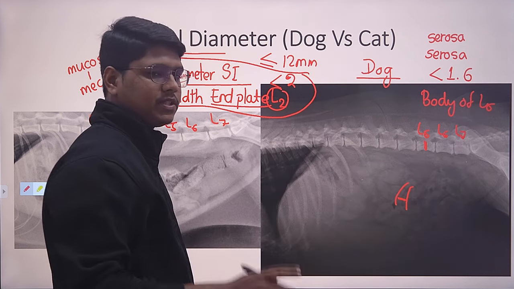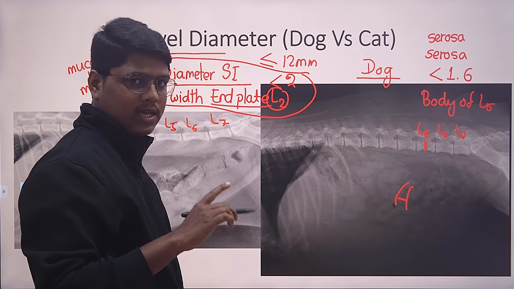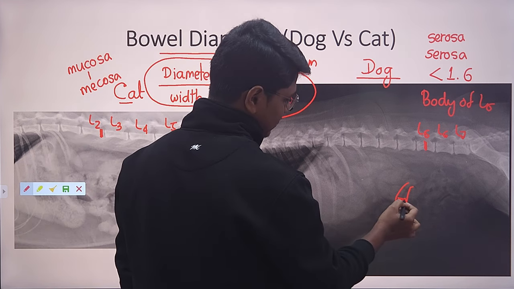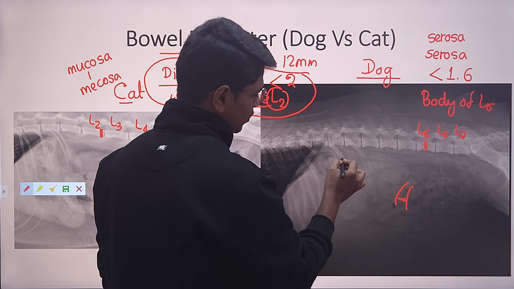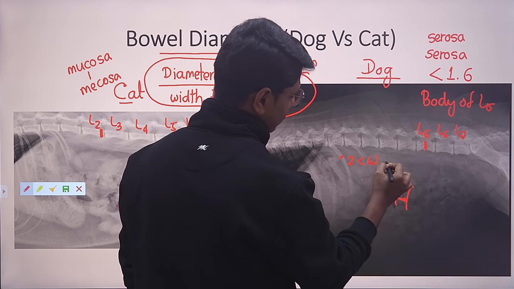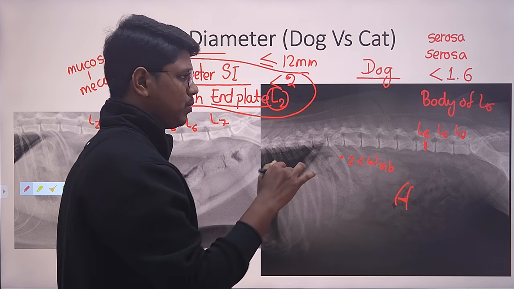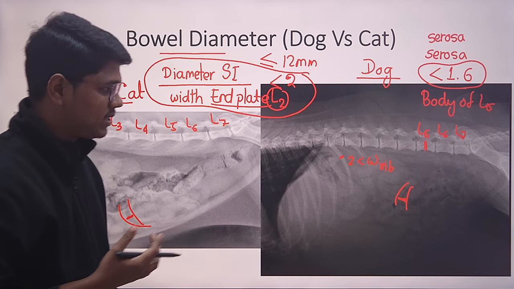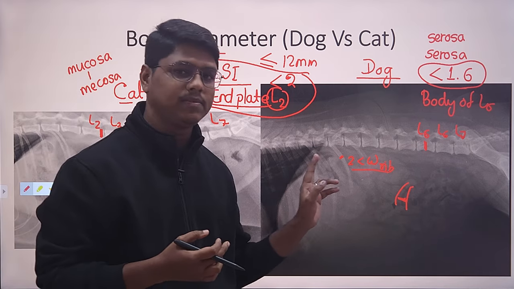1.6. Also, there is another reference you will find. I have already discussed it in the normal abdominal radiograph. This height, this length, should be less than 2 times the width of a rib. Okay, there is another reference, but most of the time you will find this reference, or it is more accurate than this width of rib reference.